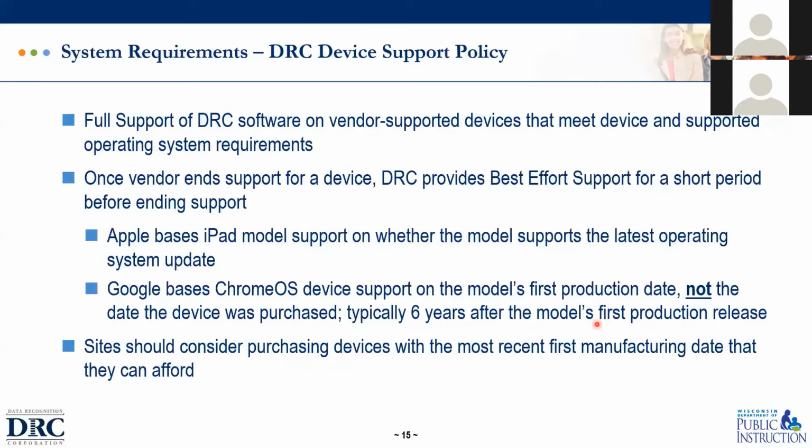So it's something you really need to be mindful of as you're buying Chrome devices: not that you buy it and it's going to be supported for 6 years. You have to look back to see what that first production date is. So it's always best to consider purchasing devices using the most recent production manufacturing date that you can afford, and that applies to both the iPads and the Chromebooks. So if you get a really good deal on a Chromebook, it might be because it's getting closer to that end of support date.